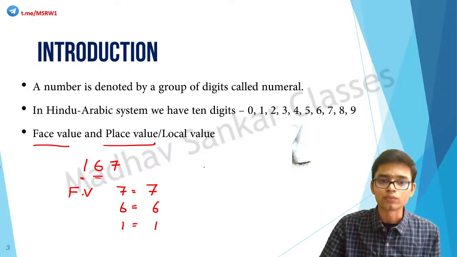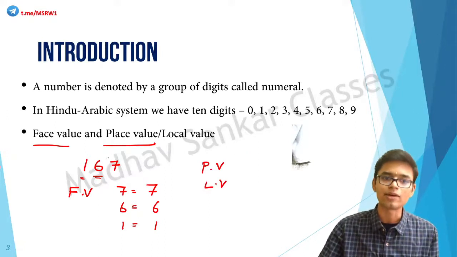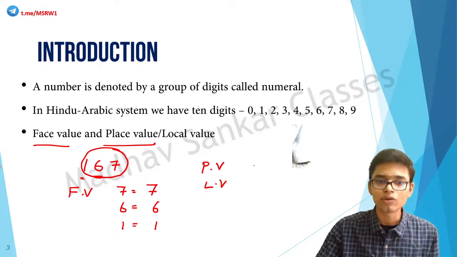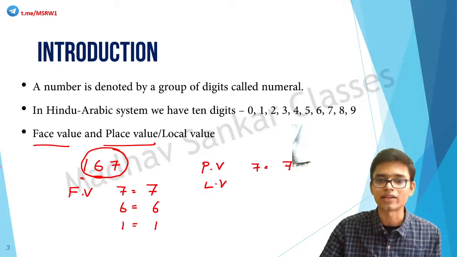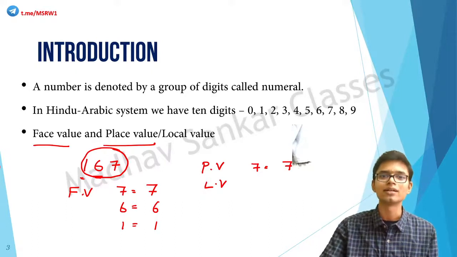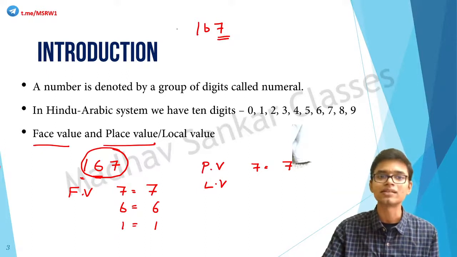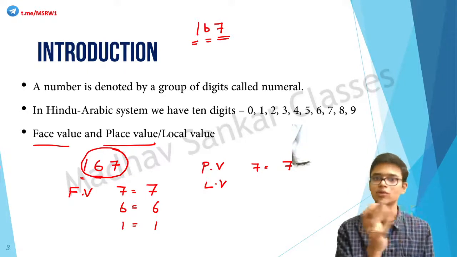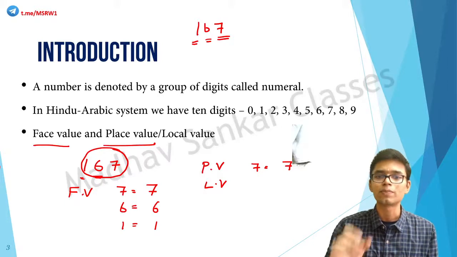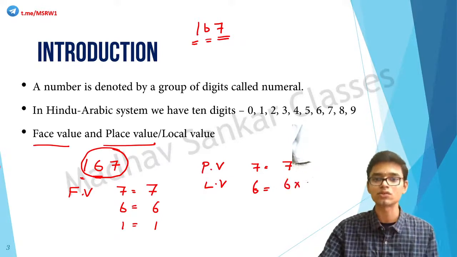Now, place value, also known as local value. Let's take the same number, 167. What is the place value of 7 in 167? Place value is 7 into 1, that is 7. Units digit. You all know that, right? In a number like 167, 7 is in the units place, 6 is in the tens place, 1 is in the hundreds place, and so on, like 1000, 10,000, 1 lakh, and it goes on like that. I think you are very familiar with that. So place value of 7 is 7 into 1. Place value of 6 is what? 6 is in the tens place. So 6 into 10 is 60.